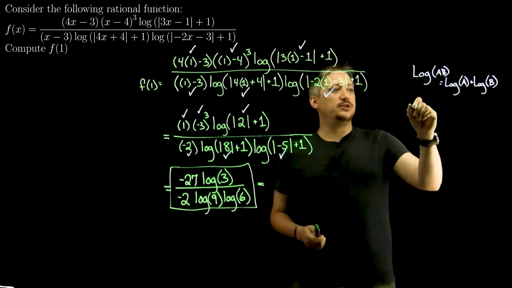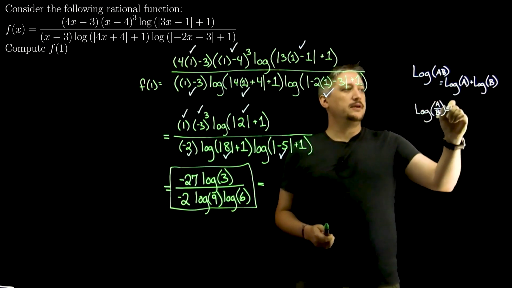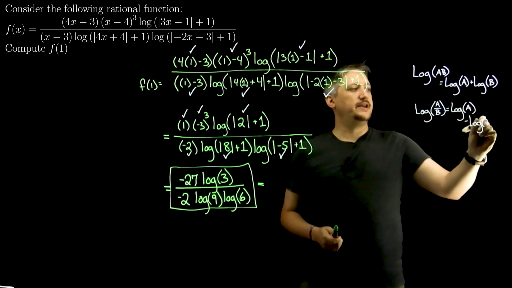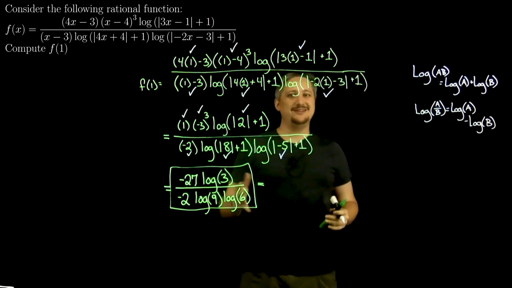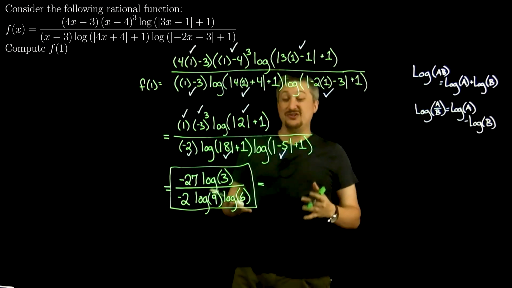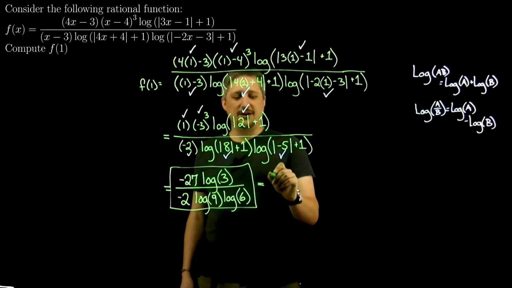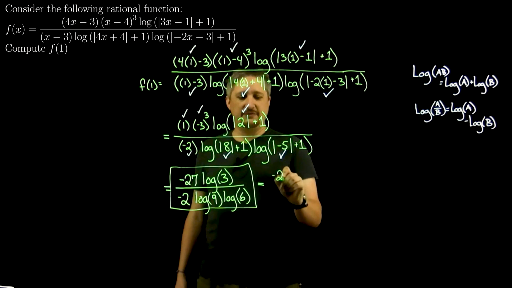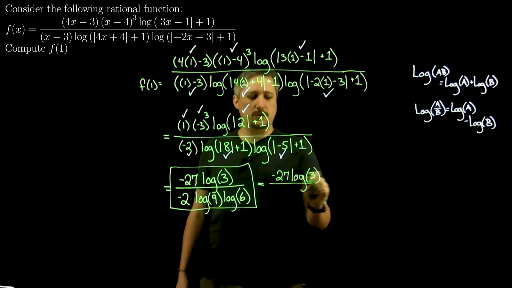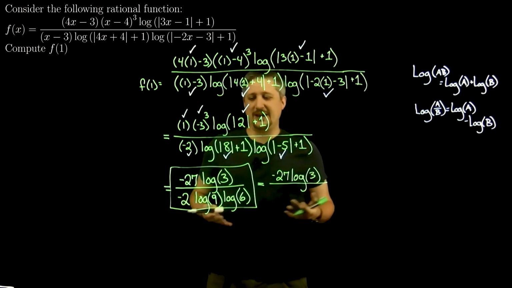Same to be said for log of A over B, which is log of A minus log of B. So again, if I'm thinking division, it doesn't quite work out the way I want. So really, the only thing I can actually do here is I could put the powers up or not. So in the top, I could do something like negative 27 log of 3. And the bottom 2 is reasonable enough that I could actually do something with that.